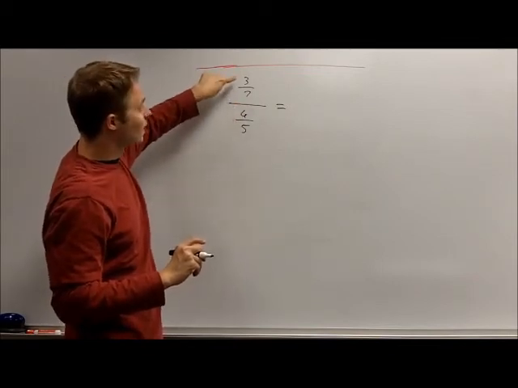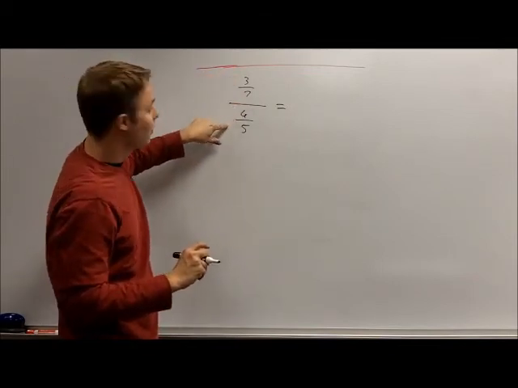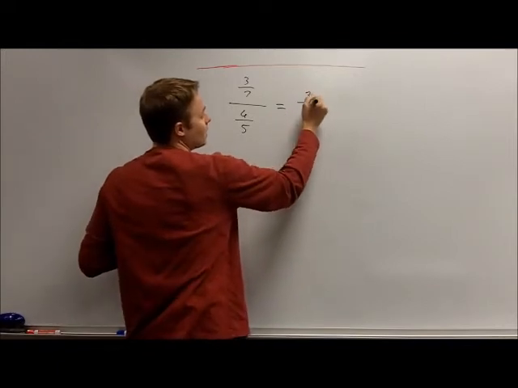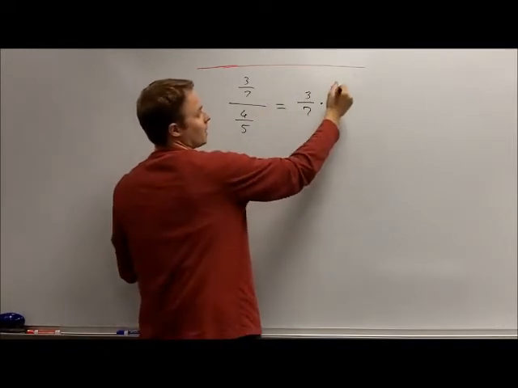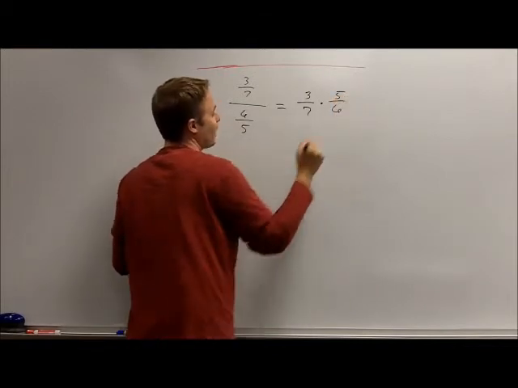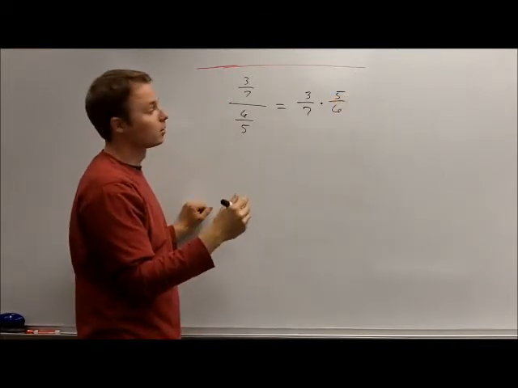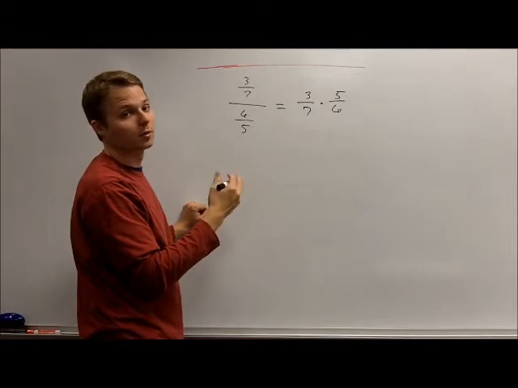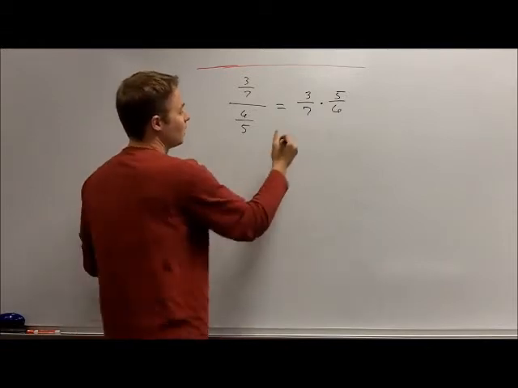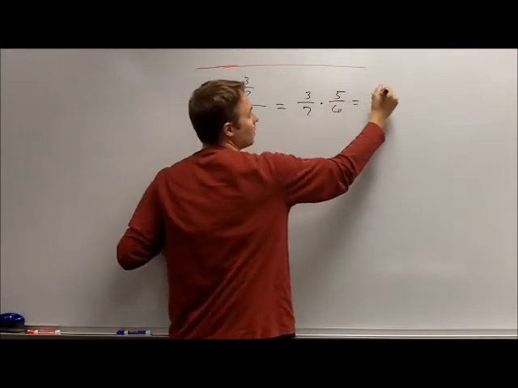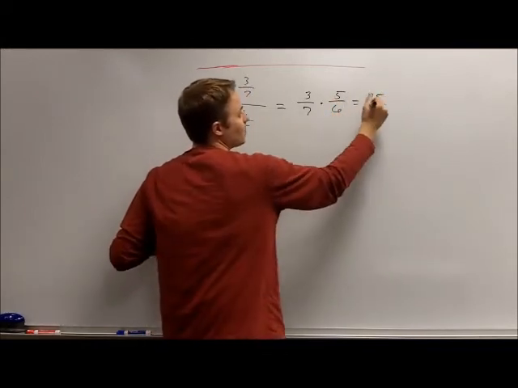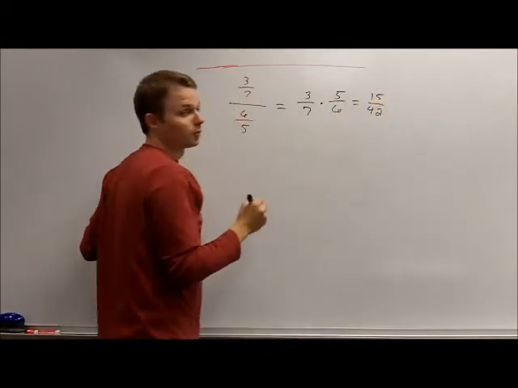So in other words, if I'm going to take 3/7 divided by 6/5, I can really just think of this as 3/7 times, flip the bottom fraction, 5/6. And then from here I know what to do because I know what to do for multiplication of fractions. So now I can just multiply straight across. 3 times 5 is 15, and then 7 times 6 is 42.